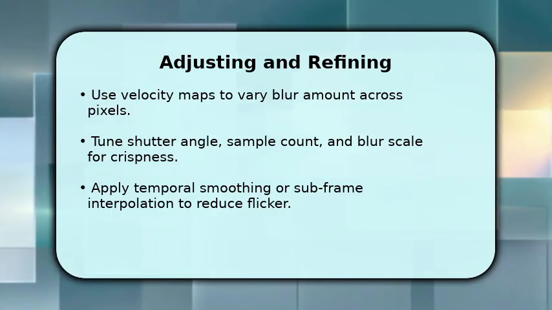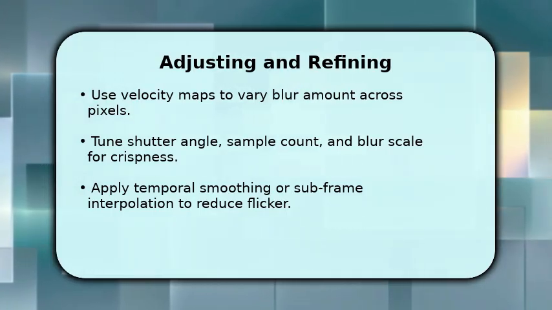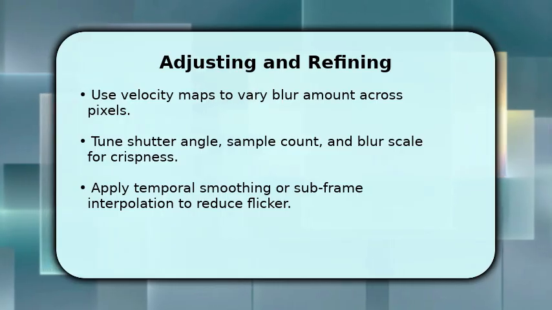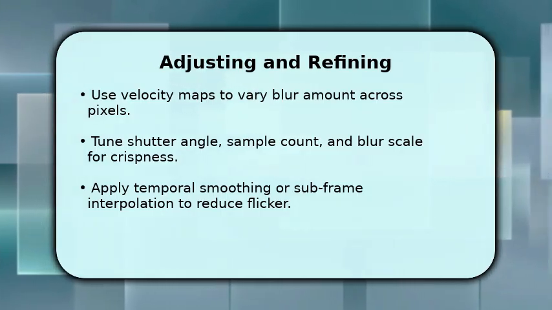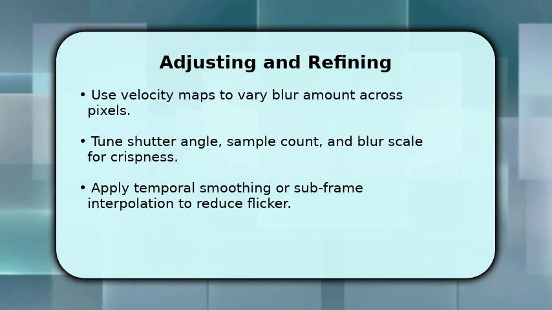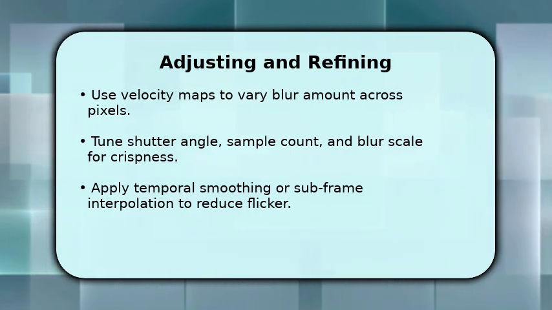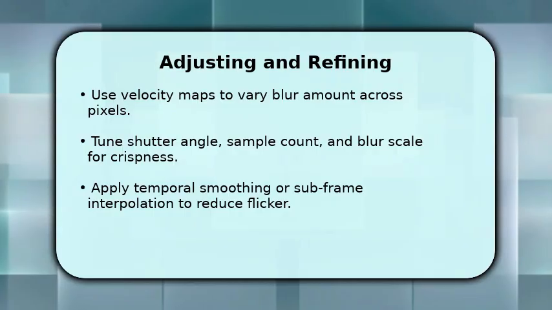Once you adjust blur scale, apply temporal smoothing or subframe interpolation to remove strobing and keep motion coherent. Make sure to preview at full resolution on short loops. This helps you catch edge tearing or haloing before final render.